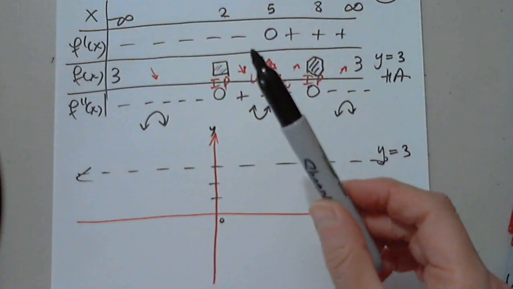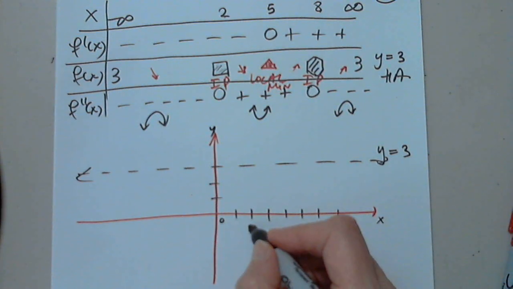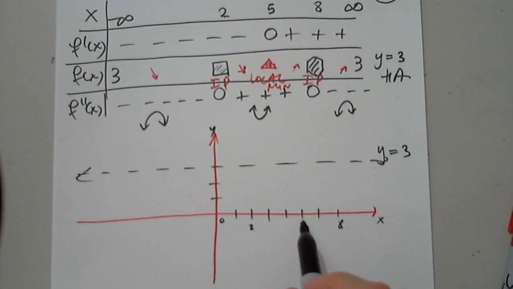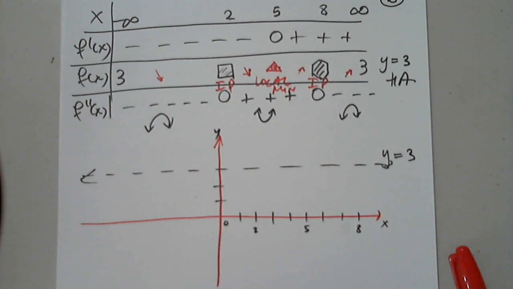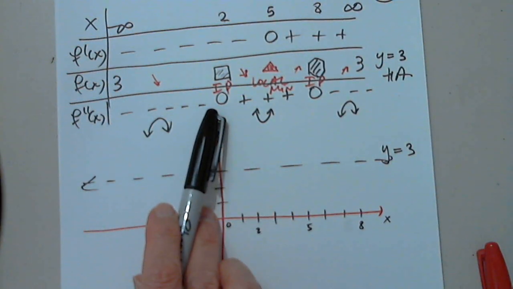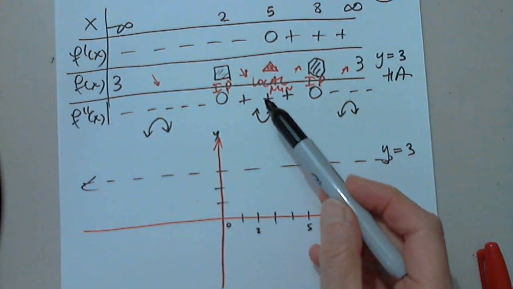Good. So at 2, 3, 4, 5, 6, 7, 8. 2, 5, and 8. Oh, no. 1, 2, 3, 4, 5, 6, 7, 8. Okay. So something important happens at 2, 5, and 8. So let's see what we do here. Okay. So it's coming from 3, approaching the horizontal asymptote, decreasing to this inflection point, and then opening up.